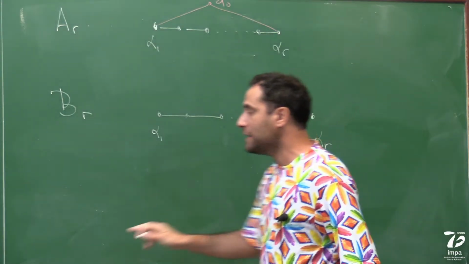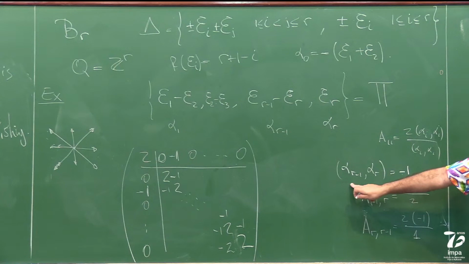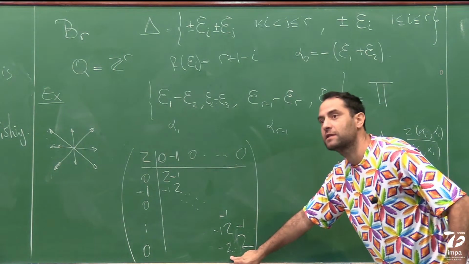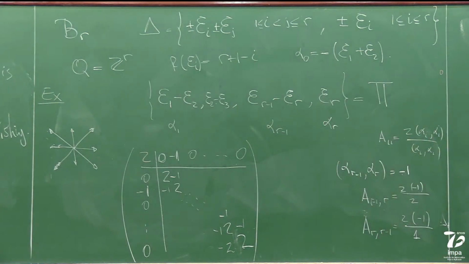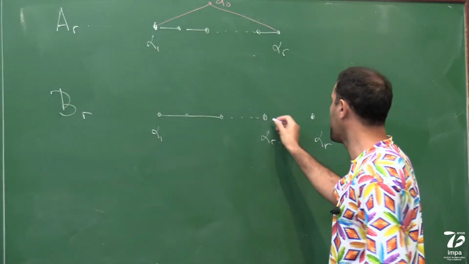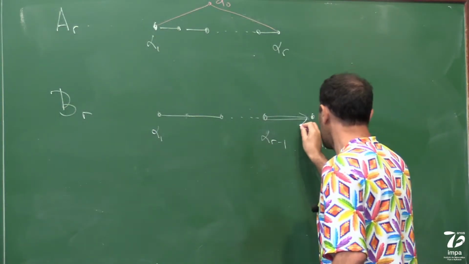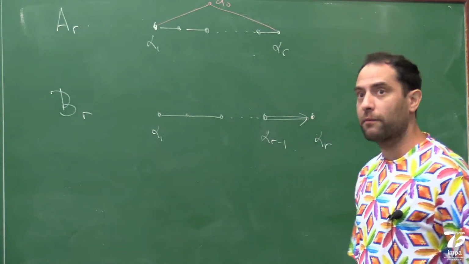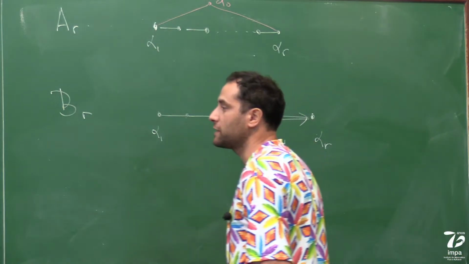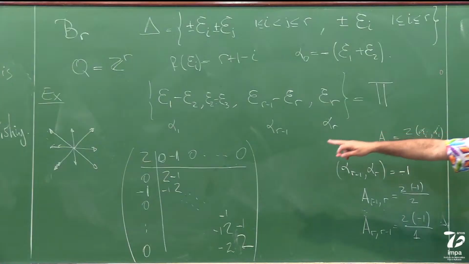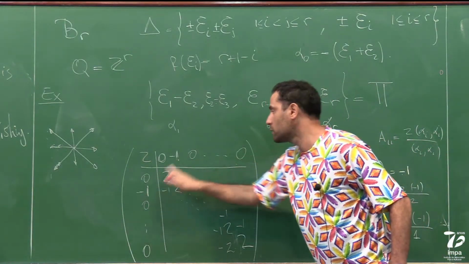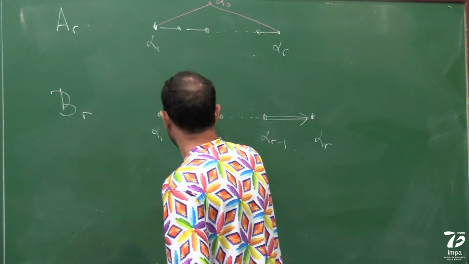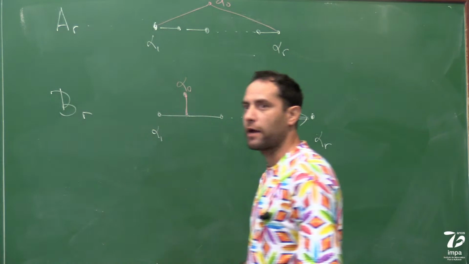And alpha r is connected to alpha r minus 1. But now there are two arrows, because I have this minus 2 here. And since alpha r is smaller than alpha r minus 1, this arrow is directed like this. So that's the Dynkin diagram of BR, and the extension is adding an alpha 0 that is connected, with one arrow, to alpha 2. This is the extended diagram.